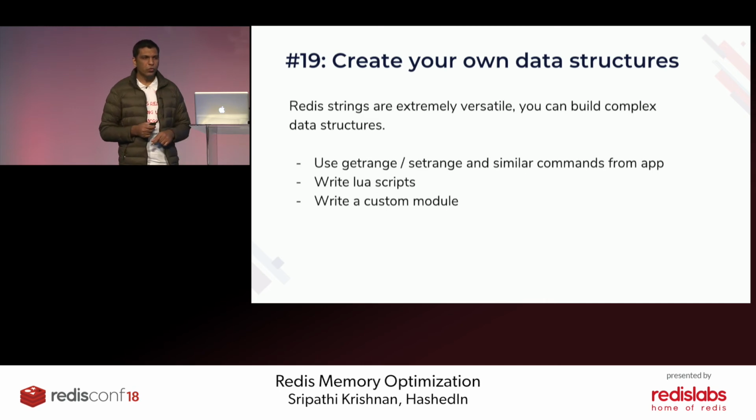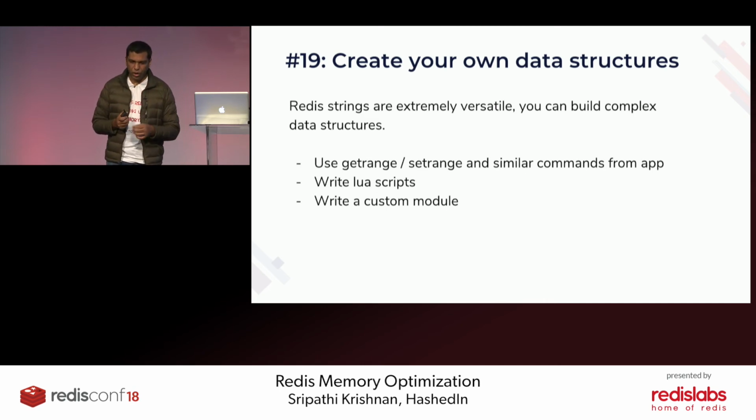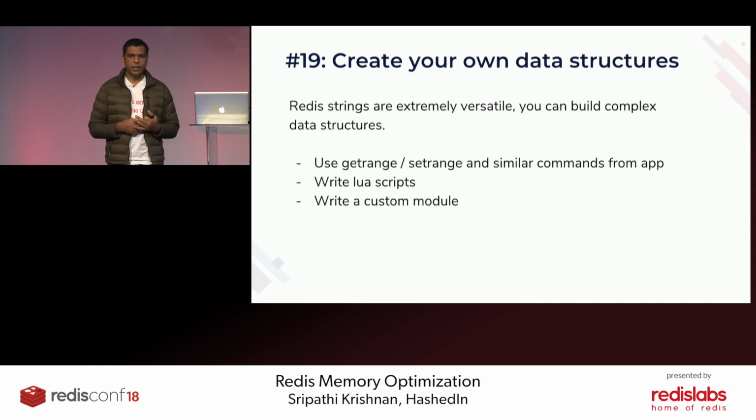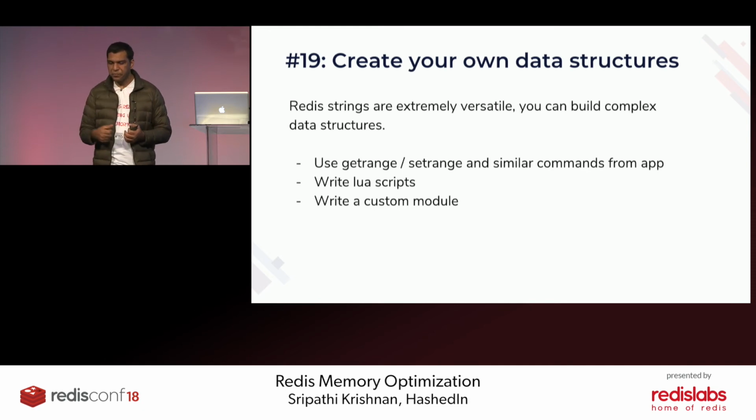There's nothing stopping you from making your own data structures, right? Now let's say that you've got a complex object, right? You can use get range, set range, get bit, set bit, Bitfield. These are 5 commands, right? That let you index into a memory structure and get portions of that object, right?